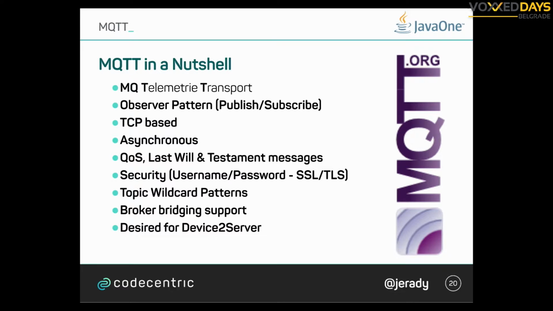So in a nutshell, MQTT stands for MQ Telemetry Transport. It's based on an observer pattern with subscribers and publishers and a broker in the middle. It's TCP based. It's an asynchronous protocol. You have quality of service, last will and testament messages. There's a security layer. Topic wildcard patterns are supported.